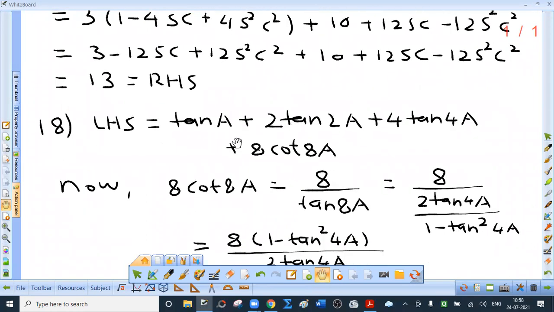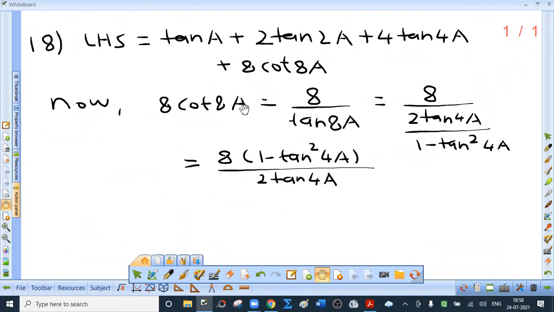Okay. Now sum number 18 is a good one. Prove that tan A plus 2 tan 2A plus 4 tan 4A plus 8 cot 4A equal to cot A. Now we begin with LHS obviously. I have simplified this. All the terms are in tan and this is in cot. Observe that angle is A. Here 2 times A, 2 times 2A is 4A, 2 times 4A is 8A. This clearly shows that we have to use tan 2A formula. What is cot? 1 upon tan.